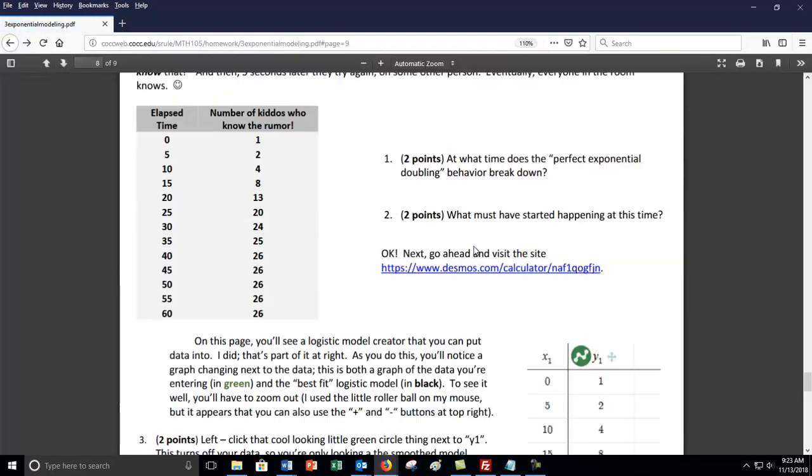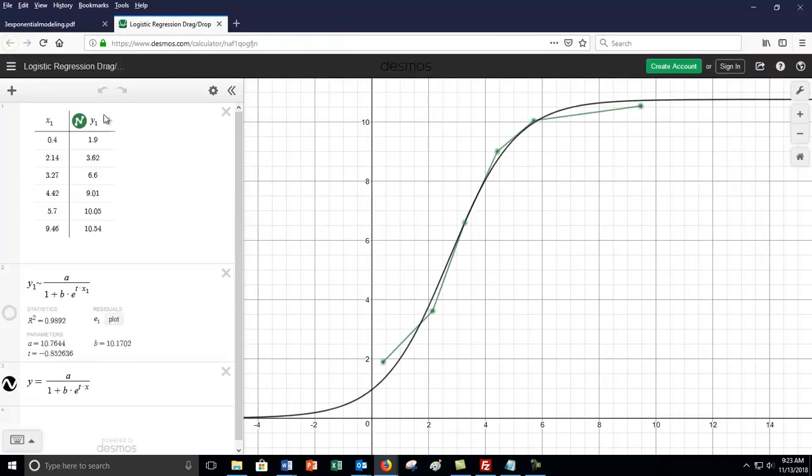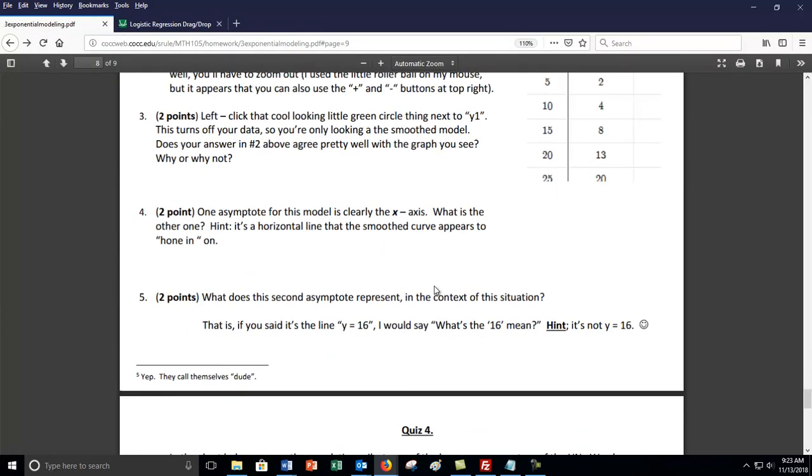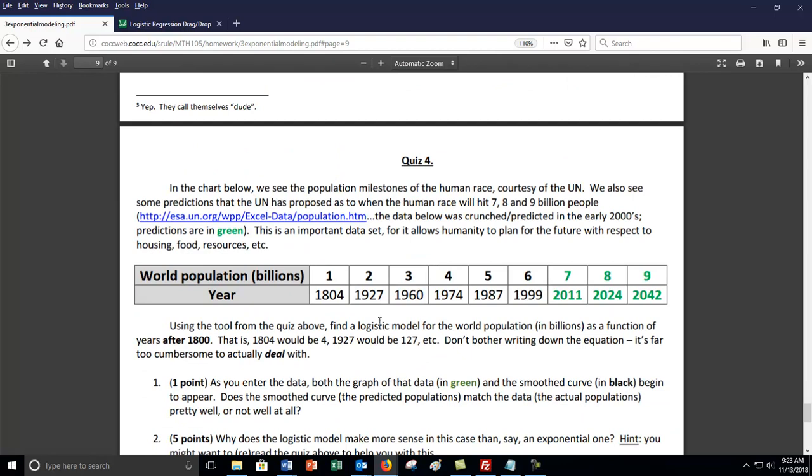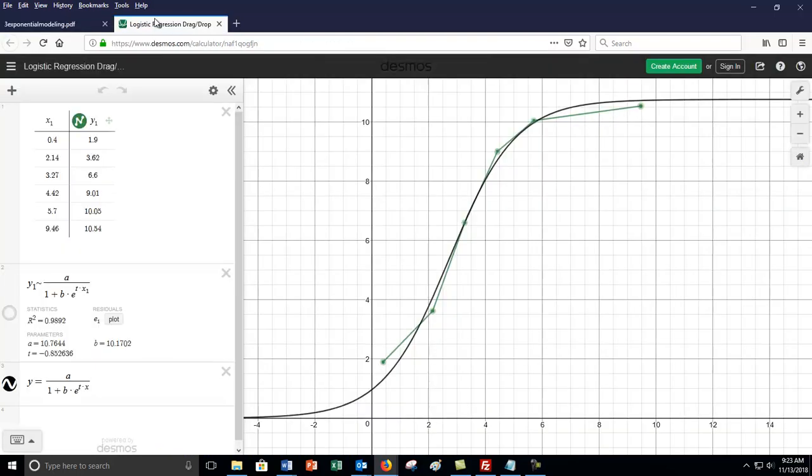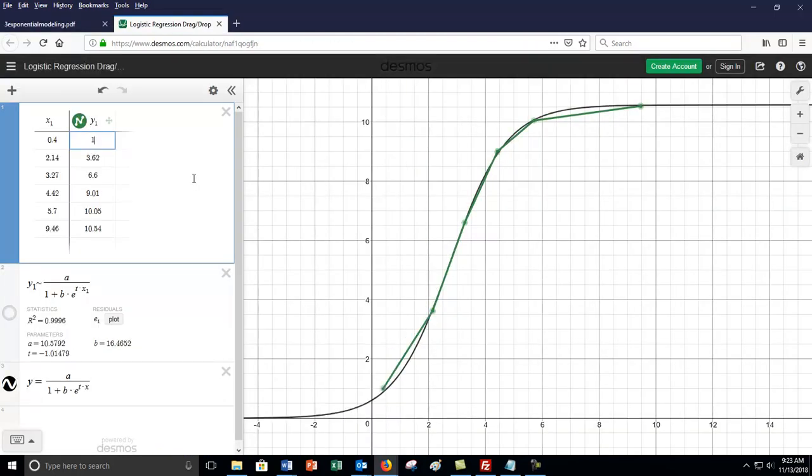Whoops, let's not do it that way though. Let's do it this way. Alright, so this is going to help us graph our logistic regressions on this data. It says for the logistic model, the world populations in billions, so that's going to be your output variables, 1 through 9. Let's see if I can put those in first.